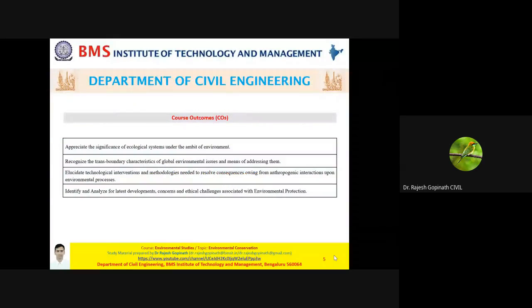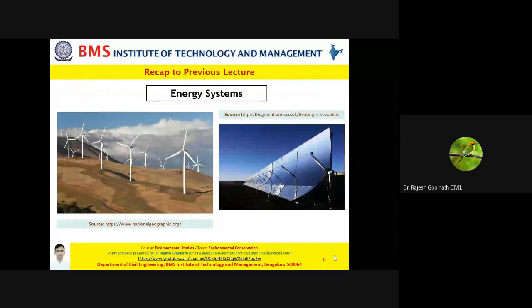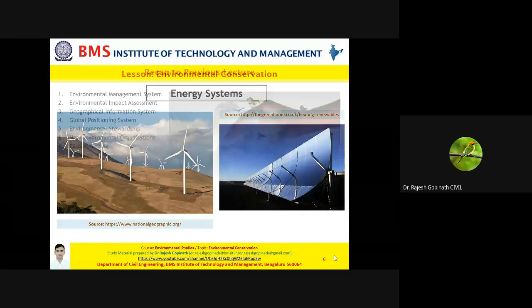And if you recollect, in the previous session, we had spoken about energy systems, wherein you now have a brief understanding of how to distinguish between conventional and non-conventional, renewable and non-renewable. We had focused more on systems such as wind energy, solar energy, tidal energy, and OTEC. So friends, we shall move on from that.